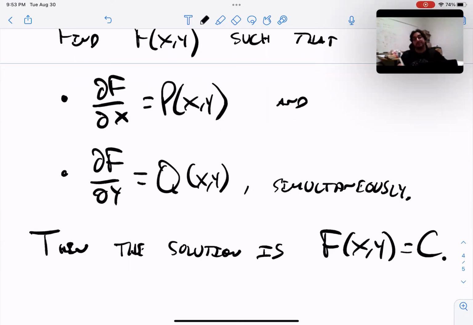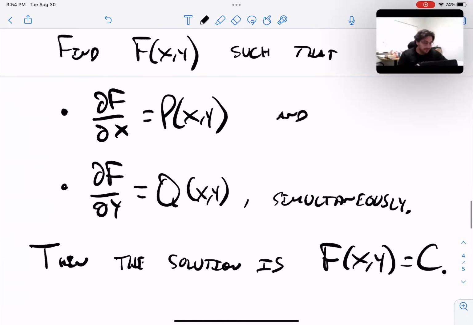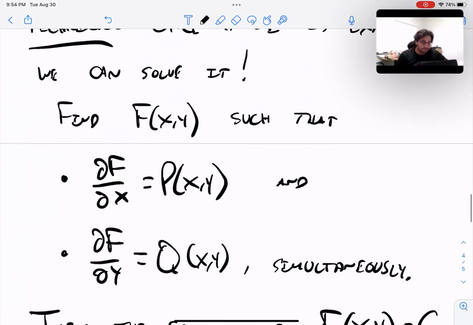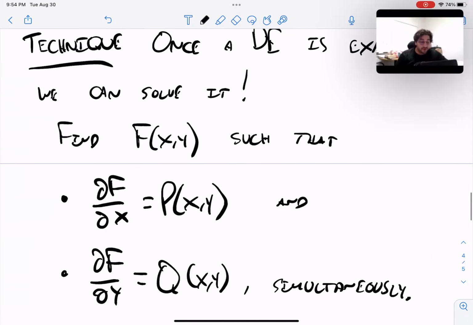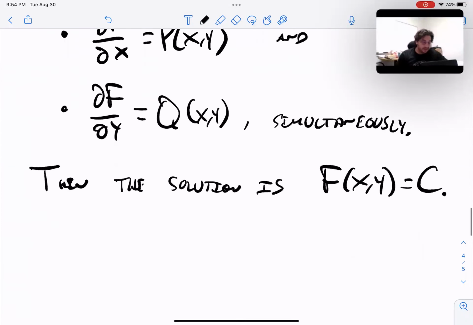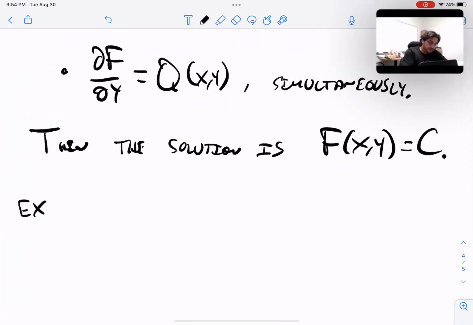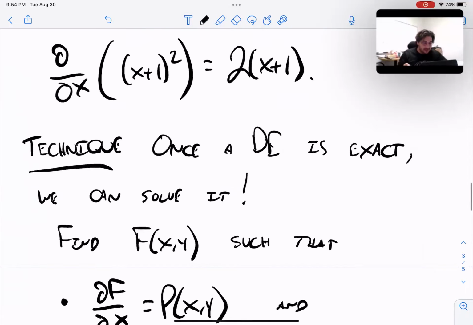taking the total differential of both sides of that equation, the c goes to 0, right? And you get back the original differential equation, so that in differential form. So that's our technique for solving an exact differential equation. Let me demonstrate this. It's a pretty clean technique.